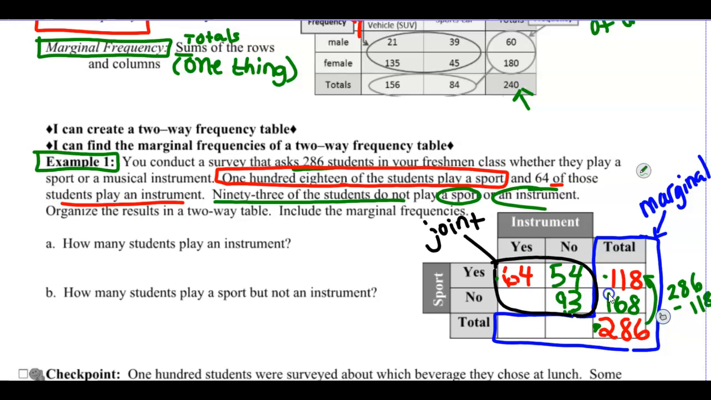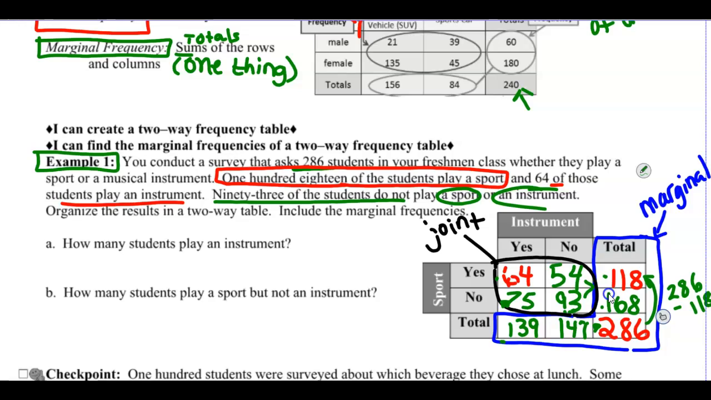And then what's nice is if you have two joint frequencies, you can just add them together. So the 54 plus the 93 will give us the 147 down here. And then again, we can look at, if we wanted to, across here, the 168 minus 93 is going to give us this middle number. So 168 minus 93 would give us 75. And then again, to find a total, if you're given the joints, you just add them together, the 64 plus the 75, so that would be 139.